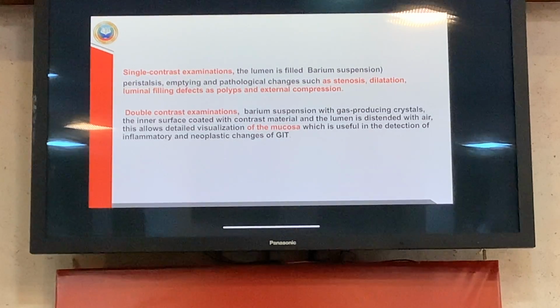In single contrast examination, the lumen is filled by barium suspension only. It is used to assess peristalsis, emptying, and pathological changes such as stenosis, dilatation, luminal filling defects such as polyps, and compression from outside. While in double contrast, they use barium with gas-producing crystals, and the inner surface is coated with the contrast material. It allows detailed visualization of the mucosa, which helps in detection of inflammatory changes.